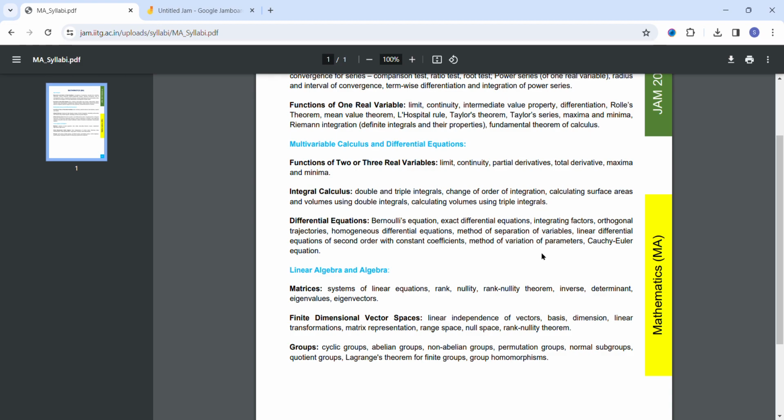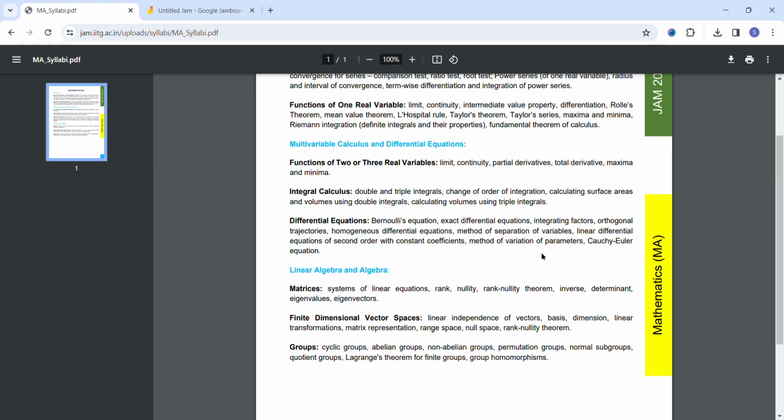Okay, integral calculus and differential equations, these two parts are very scoring zones. Because it's not so difficult, except maybe one or two problems come out difficult, but almost all the problems will be straightforward. So this is a scoring zone.